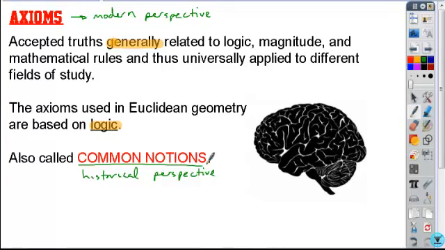They do mean the exact same thing, which are accepted truths that apply universally to many fields of study that are based on logic.